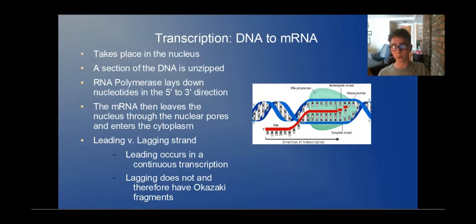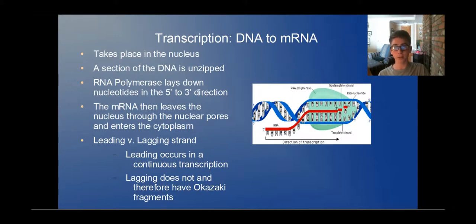And so to transcribe from DNA to mRNA, it takes place in the nucleus, and a section of DNA is unzipped. RNA polymerase lays down nucleotides from the 5' to the 3', and the mRNA then leaves through the nuclear pores in the nucleus and enters the cytoplasm.